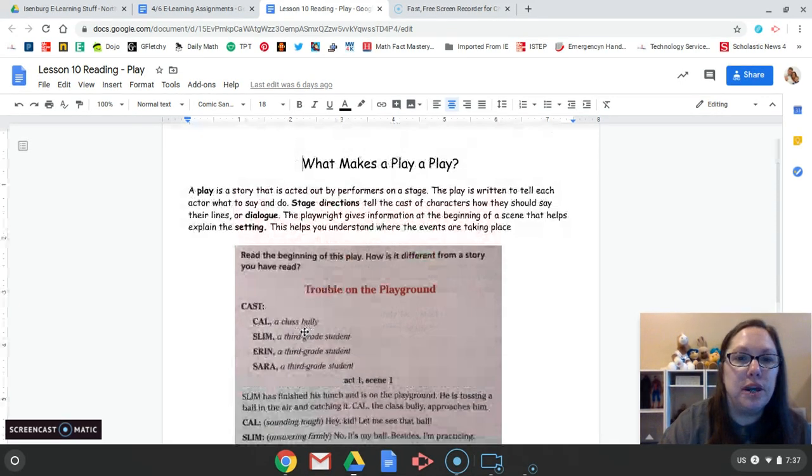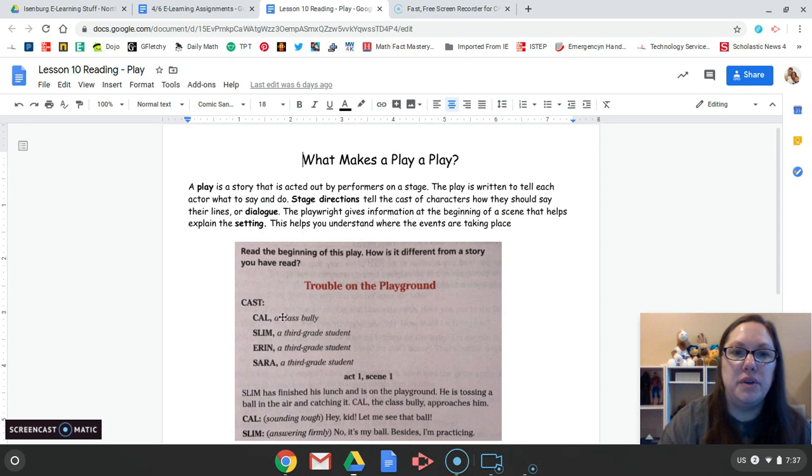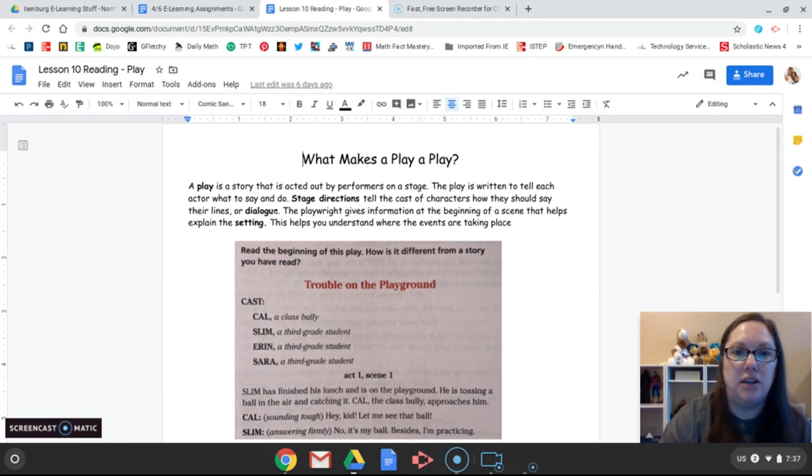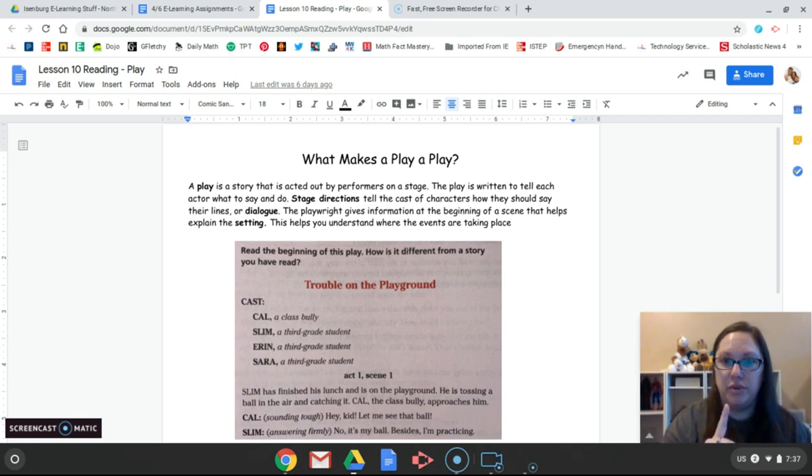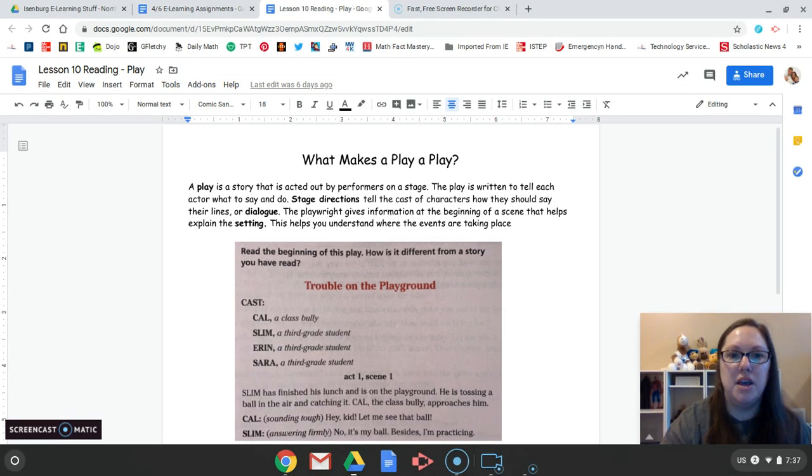The next word up in this paragraph that I wanted to focus on is this word right here, dialogue. Okay. Dialogue is a fancy word for people talking to each other or saying things out loud. So I'm going to write that down on my notebook.